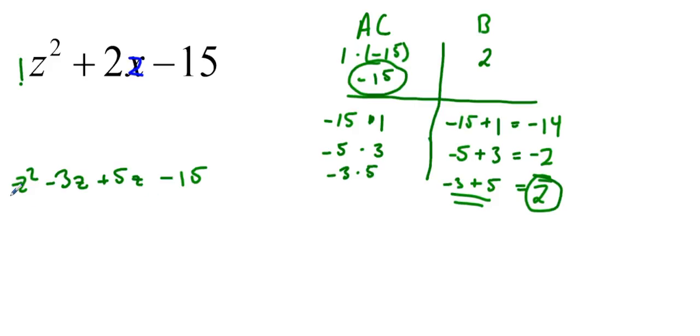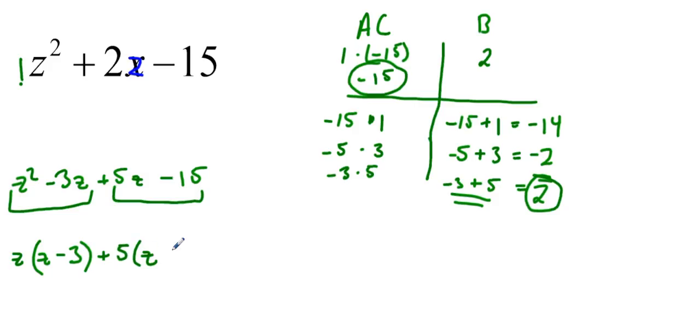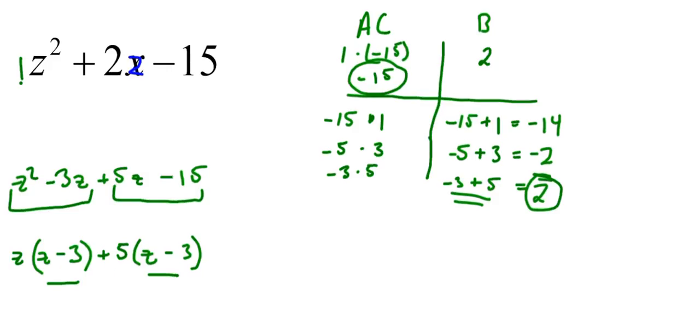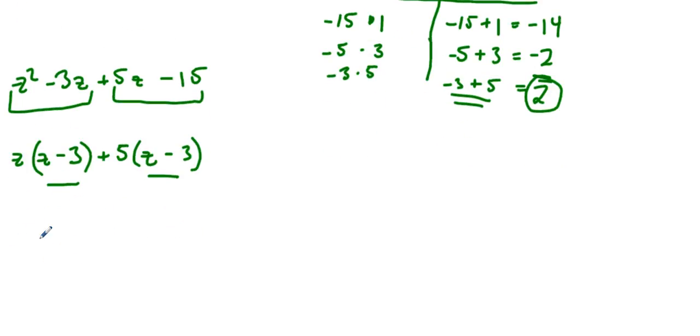All right, so now we take our grouping. We're going to group our two expressions together. We can factor out a z, and then I have z minus 3. Then we're going to take our 5. We have 5z minus 15. Factor out the 5, and what we have then is z minus 3. Hey, they are the same. Now we're going to factor z minus 3 out of each one of these, because that's the common thing between them. What we have left over then is z plus 5.